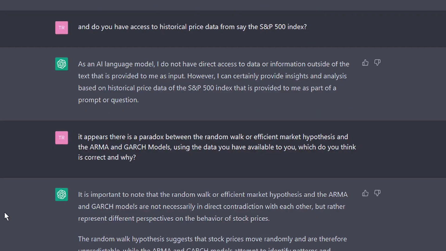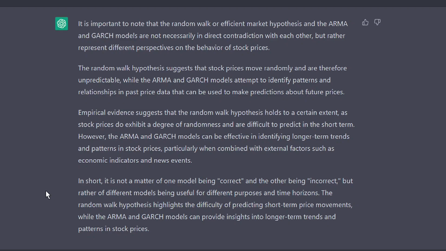It appears to me that there is a paradox between the random walk or efficient market hypothesis and the ARMA and GARCH models. Using the data you have available to you, which do you think is correct and why? It is important to note that the random walk or efficient market hypothesis and the ARMA and GARCH models are not necessarily in direct contradiction with each other, but rather represent different perspectives on the behavior of stock prices. The random walk hypothesis suggests that stock prices move randomly and are therefore unpredictable, while the ARMA and GARCH models attempt to identify patterns and relationships in past price data that can be used to make predictions about future prices.